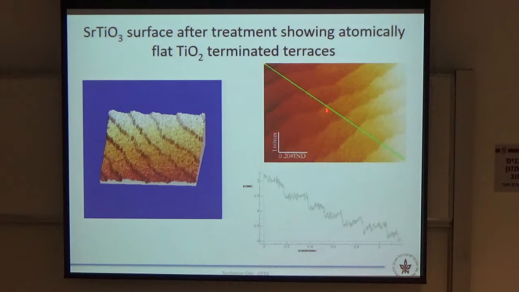It can be even a half micron or 1 micron step, which means that we have a football field and then a very small step after that. So it's a very flat surface. And it's TiO2 terminated, because TiO2 is very stable for chemical reactions, and basically this is what survives the hydrofluoric acid.